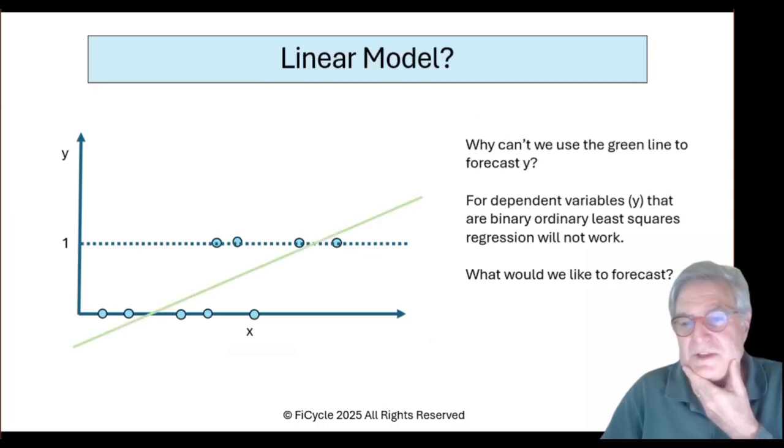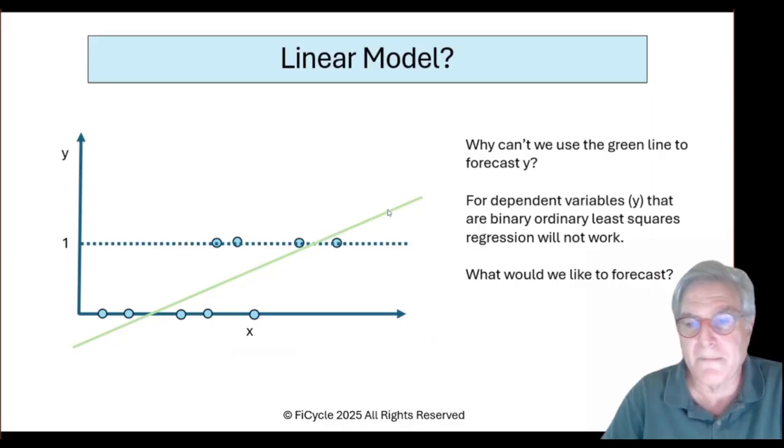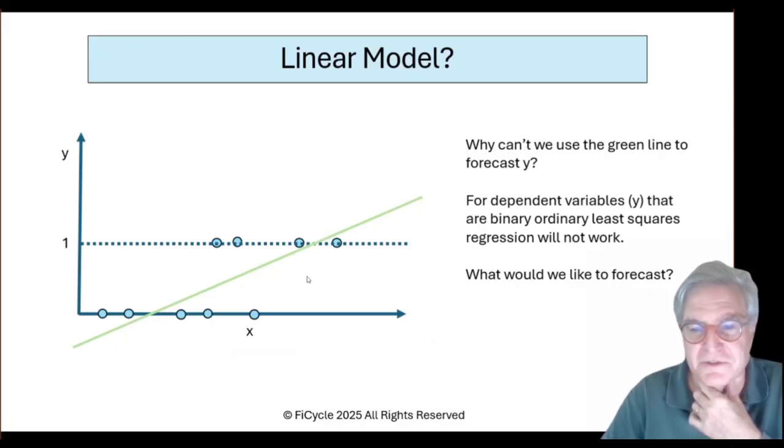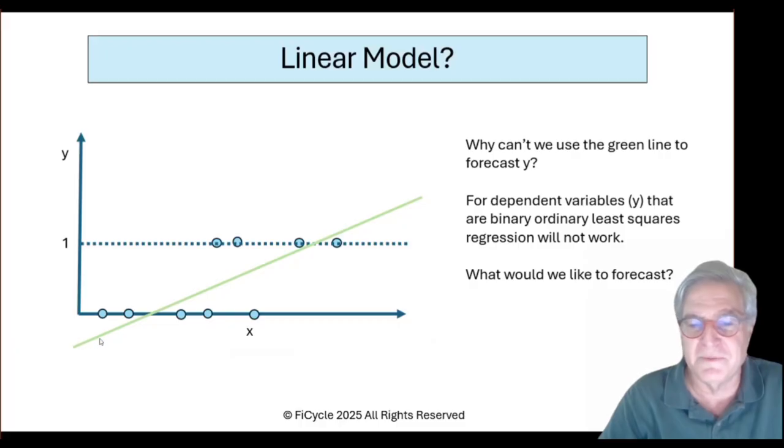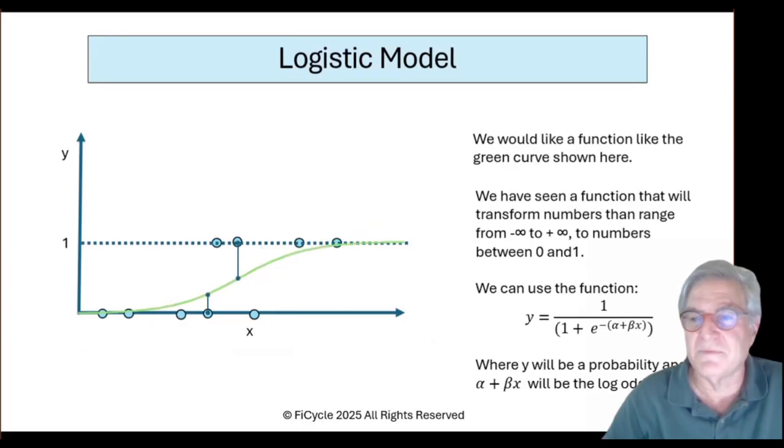Well, what about linear regression? What if we just put a line through that like we did before? It looks like it's going to create some problems for us. So what are some of the problems? Well, one, it doesn't fit the data very well. And the question is, what are we trying to forecast? What would it mean to be above 1 or below 0 here? We really want to know the probability that we will be late.